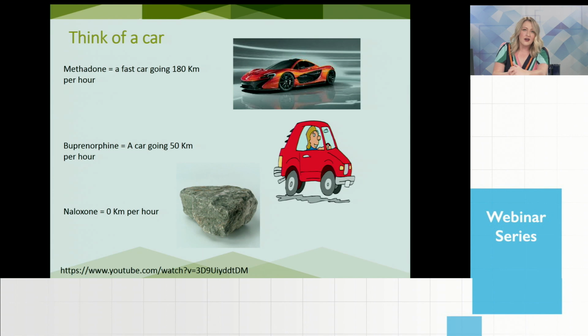But if you were traveling at 180 kilometers per hour and you slowed to 50 kilometers per hour, that still wouldn't feel very good. You're still going to experience a degree of discomfort. And so that's where that concept of precipitated withdrawal comes from, in that if you have a full agonist on board and you introduce a partial agonist, that partial agonist is going to displace the full agonist, and then it's only going to fill the receptor halfway. And so that is putting you into withdrawal.